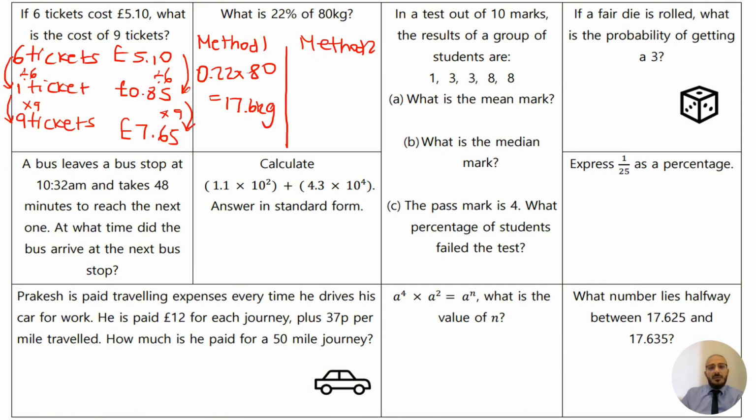kg. Now, I know some of you prefer to do these questions by dividing it into 10%, 10%, 1%, and 1%. So 10% of 80 is 8, again 8. 1% is 80 pence. I think of it as money when I'm doing these calculations. So 8, 8, 80 pence, 80 pence. That is going to be 17.6 kg again. So it's the same thing.